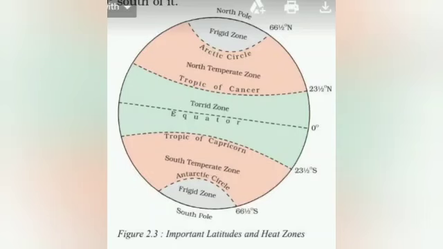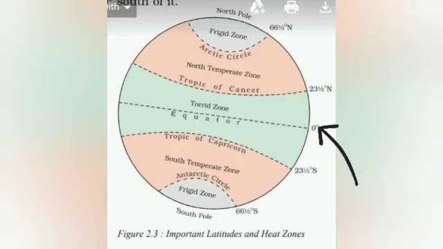Now the next topic is latitudes or parallels. Now what is latitude or parallels? It is a set of imaginary lines running from east to west on the globe, and these are known as the lines of latitudes or parallels. And the longest parallel is the equator.